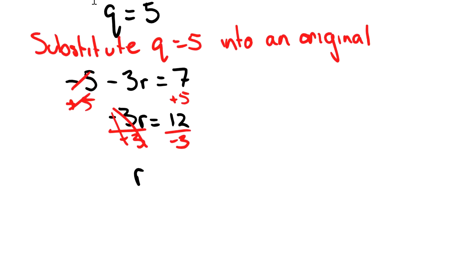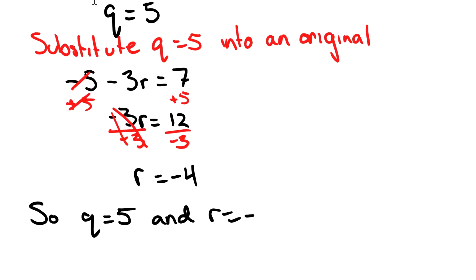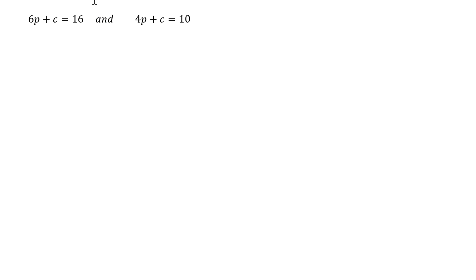So r comes out as negative 4. So q equals 5 and r equals negative 4. And that's an example of how you solve a simultaneous equation. So we're going to look at another one now.